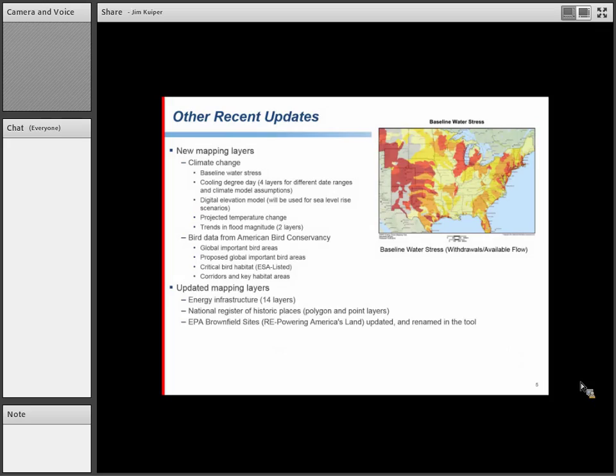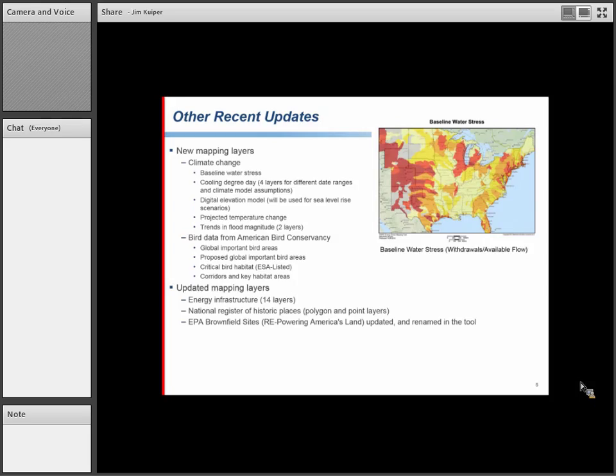Oh, this slide. So we've been adding this year quite a bit of data related to climate change recently, but more generally energy and water. So the new climate change layers are listed there, and the one at the top right is baseline water stress. That actually has quite a bit of information besides the map layer that you're viewing there, which is the ratio between withdrawals and available flow. You can see that some watersheds are much more stressed than others in terms of how much water is being withdrawn versus replenished.